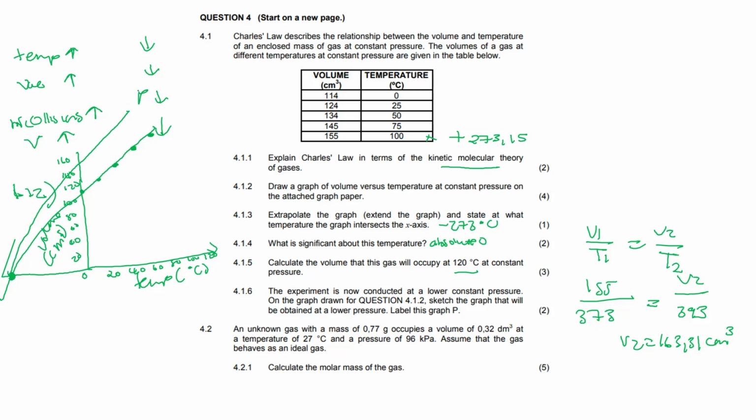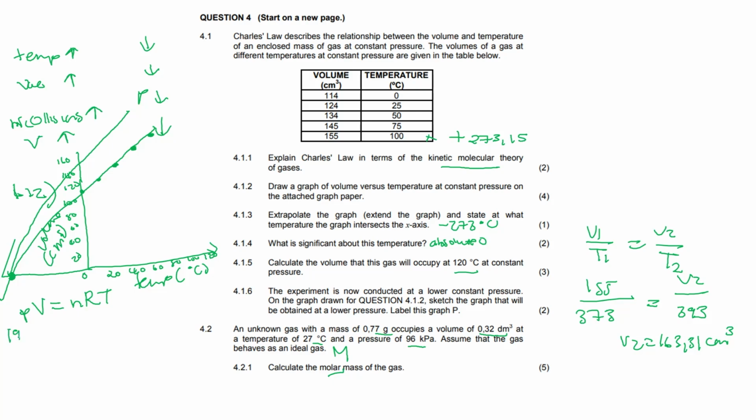Then the last question, 4.2. An unknown gas with mass 0.77 grams occupies a volume of 0.32 decimeters cubed at a temperature of 27 degrees Celsius at a pressure of 96. Assume that the gas behaves as an ideal gas. Calculate the molar mass of the gas. Okay, so I have my pressure, I have my volume, I need my number of moles, I have this constant, and they've given me the temperature.